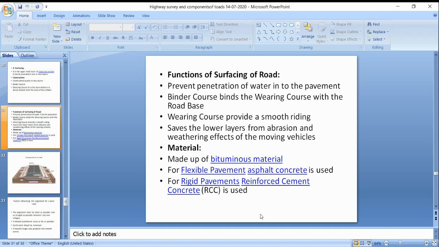The materials used for the surface courses are bituminous materials for flexible pavements, and for rigid pavements we are using RCC.